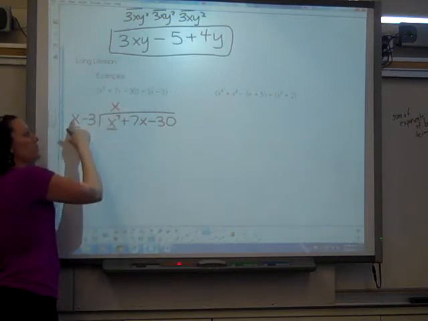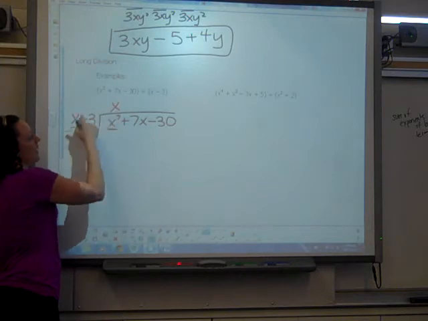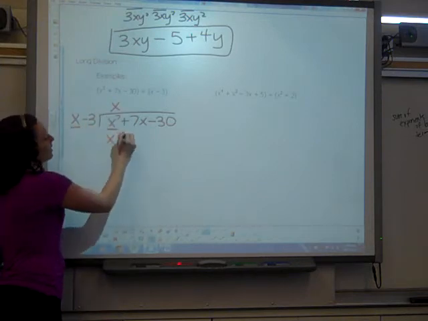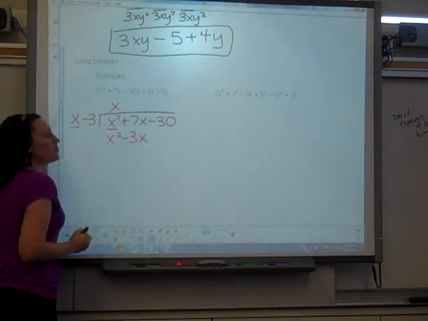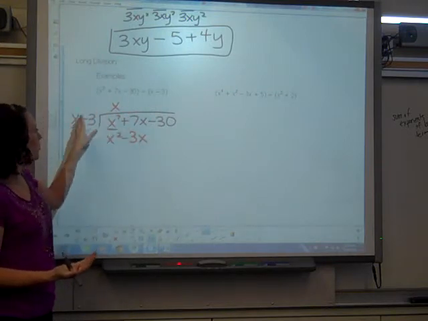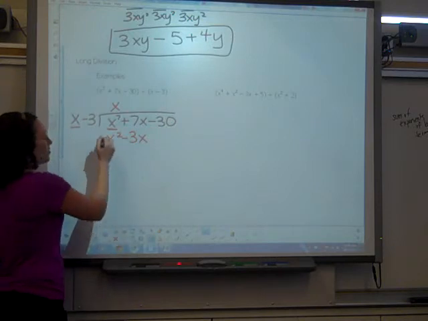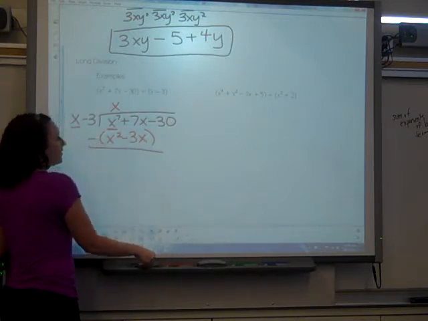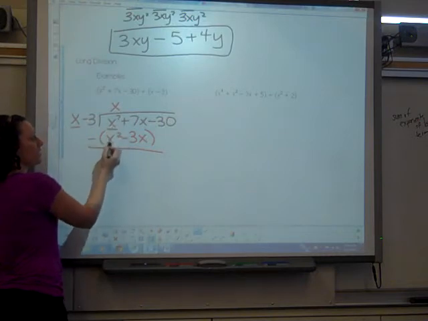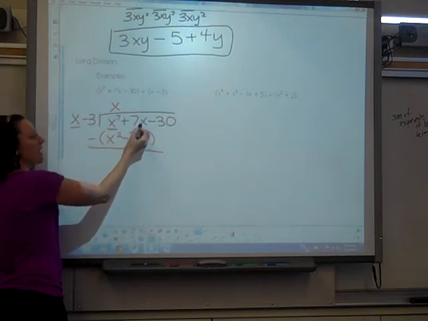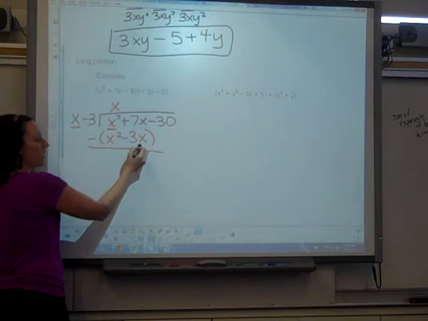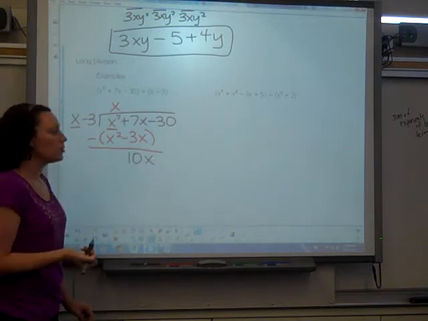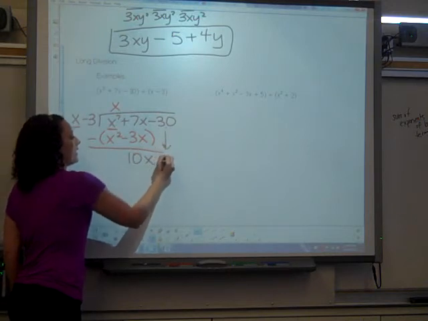Now as I do this, I need to multiply each part by x. So x times x is x squared. X times negative 3 is negative 3x. Remember your old school division? After I multiply, I subtract. We're not changing any of the rules, just how ugly it looks. So be really careful as you subtract. X squared take away x squared, nothing. 7x take away negative 3x would be 10x. Just like old school division, I bring down my next term.